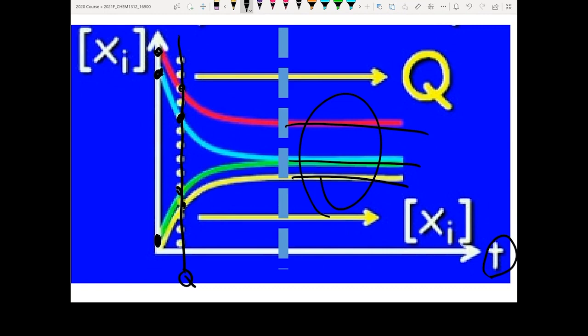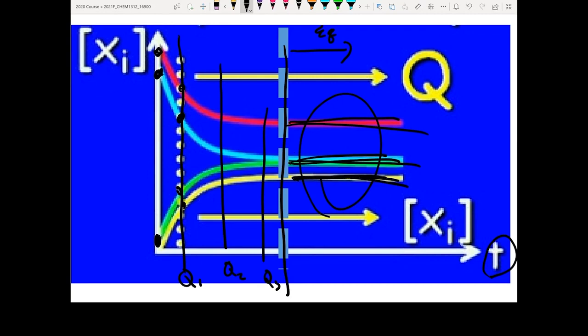And then as time goes by, you can see Q1, Q2, Q3 will all be different, right? Because the concentration of every species inside your reaction changes. But after a certain time, when the system reaches equilibrium, the concentrations of your species don't change anymore, right? That means your reaction quotient will be a constant. Under that condition, we say the reaction quotient is equal to your equilibrium constant.